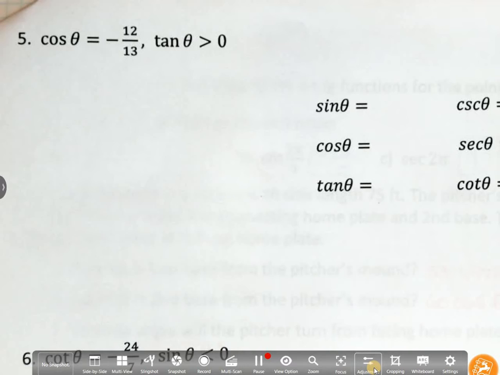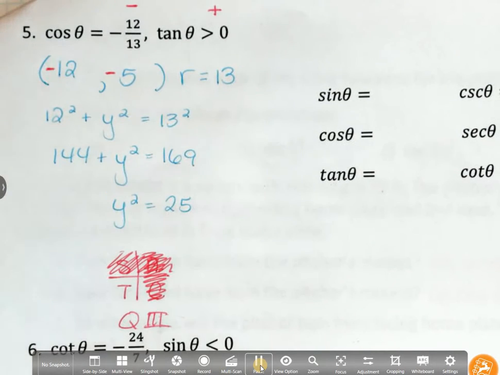What is your coordinate for number 5? What is your numbers? Forget the signs. What are your numbers? 12 and 5. So 12 and 5 with a radius of 13. Then we have to think about cosine is negative and tangent is positive. In which quadrant? Quadrant 3. Do we have any questions on what I've done there?